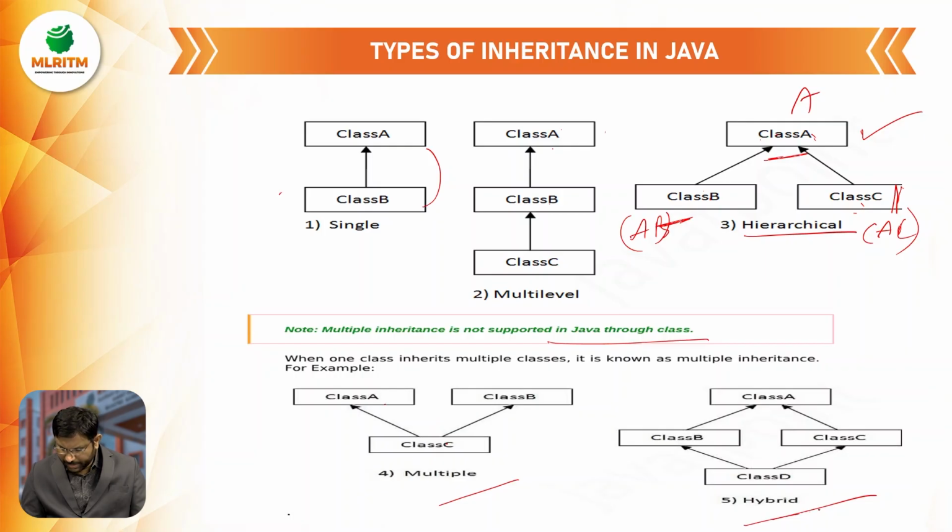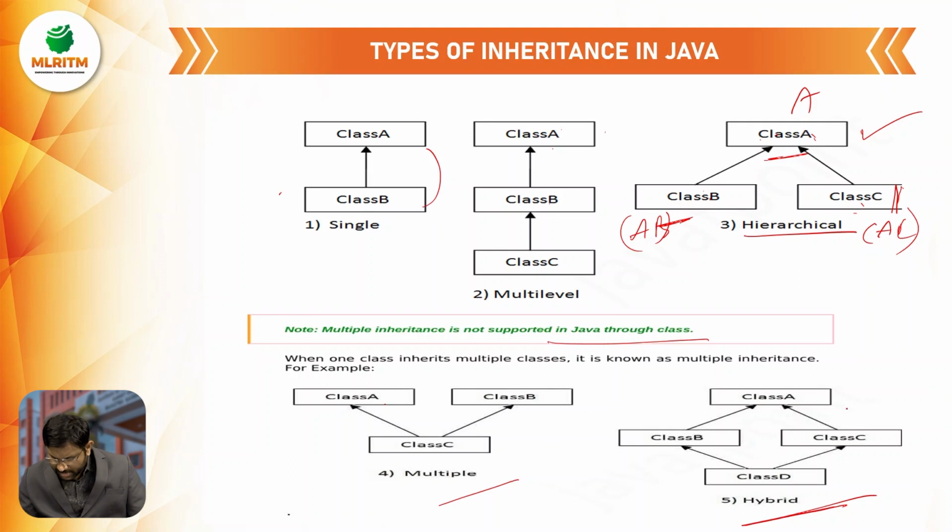Next, hybrid. Hybrid means mixed. So it is a combination of single inheritance, multilevel inheritance, hierarchical inheritance, and multiple inheritance. If we combine any two of these four types, that is hybrid inheritance.